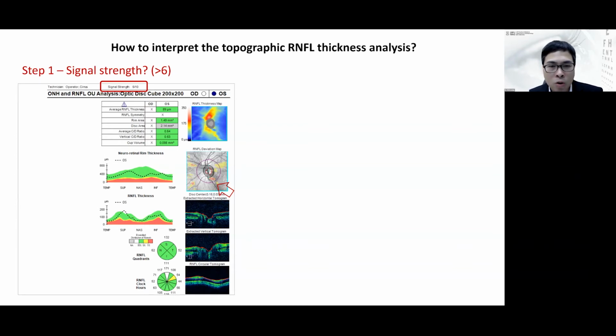If the signal strength is not sufficient, you are more likely to get false positive measurements. Just like in this case, you have a patch of red pixels over the infratemporal sector. Although it appears to be a defect, it is in fact related to a low signal strength.